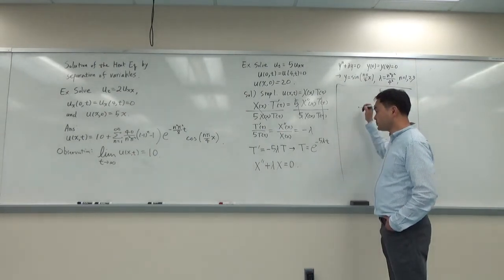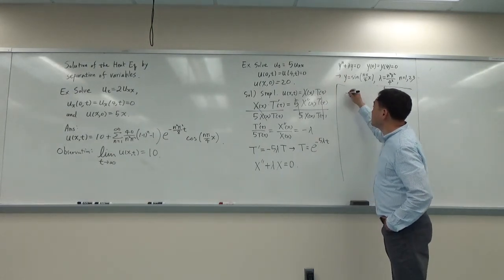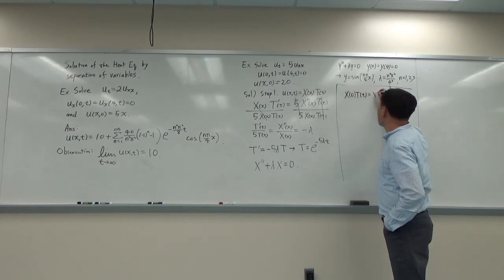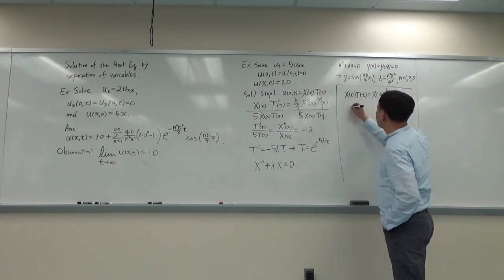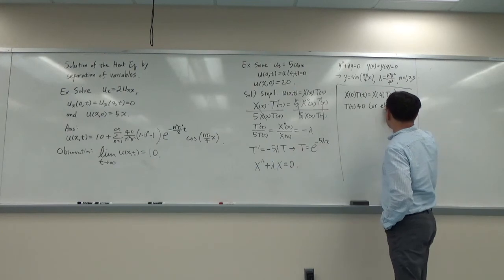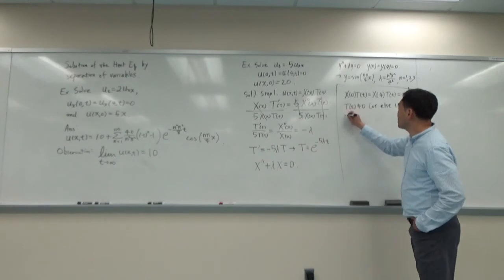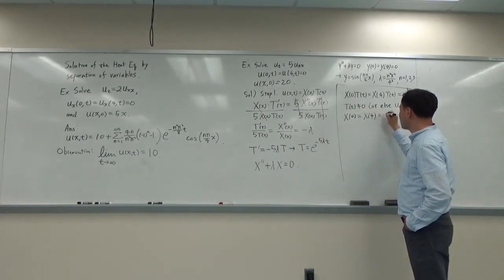Now, if you plug in to here, you get X of 0, T of t equals X of 4, T of t equals 0. And again, T of t cannot be 0, or else u just becomes 0, which is a trivial solution, so we don't like that. Therefore, X of 0 is equal to X of 4 is equal to 0.